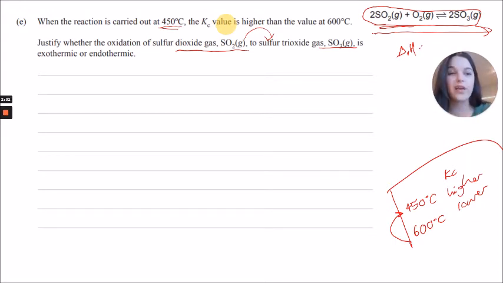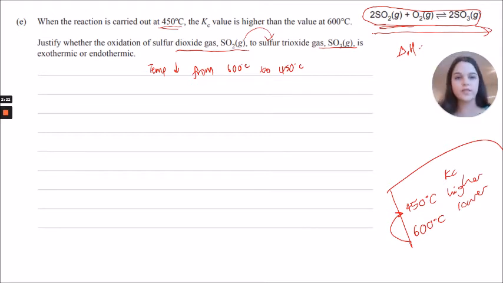So what we've got here, obviously you should put this in full sentences, I'm just going to bullet point. The temperature has decreased from 600 degrees to 450 degrees Celsius. Okay, so this is just stating the obvious. What happened to Kc? Again, just stating the obvious. Kc got larger or higher.